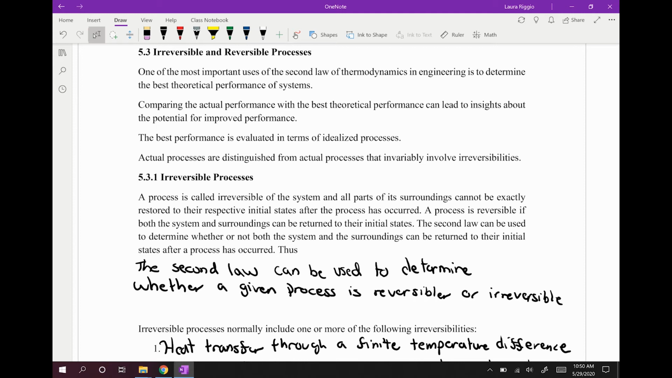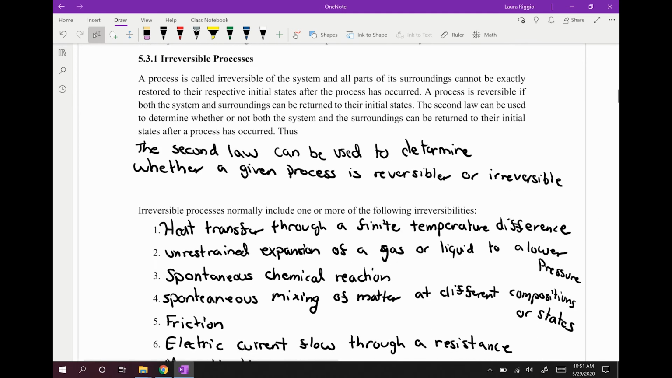Idealized processes are distinguished from actual processes that invariably involve irreversibility. So we're going to idealize our system so that no irreversibilities exist. So what makes an irreversible process?